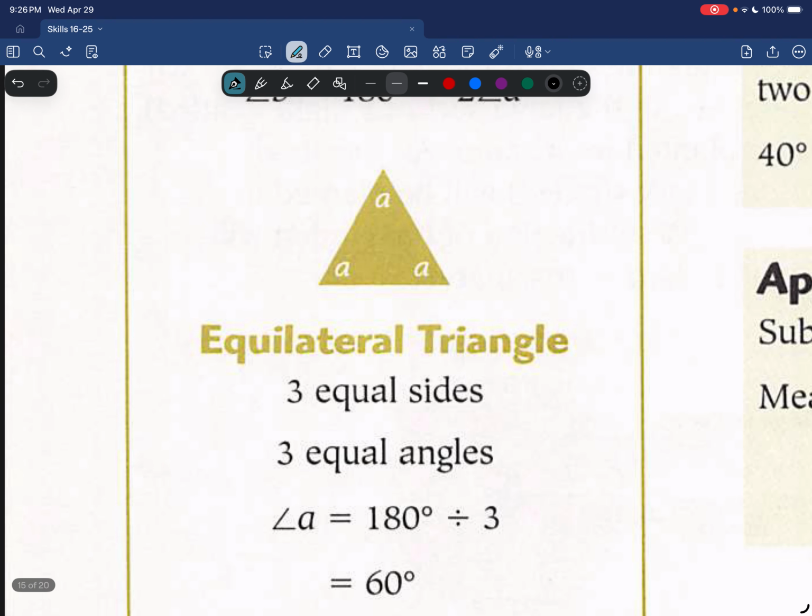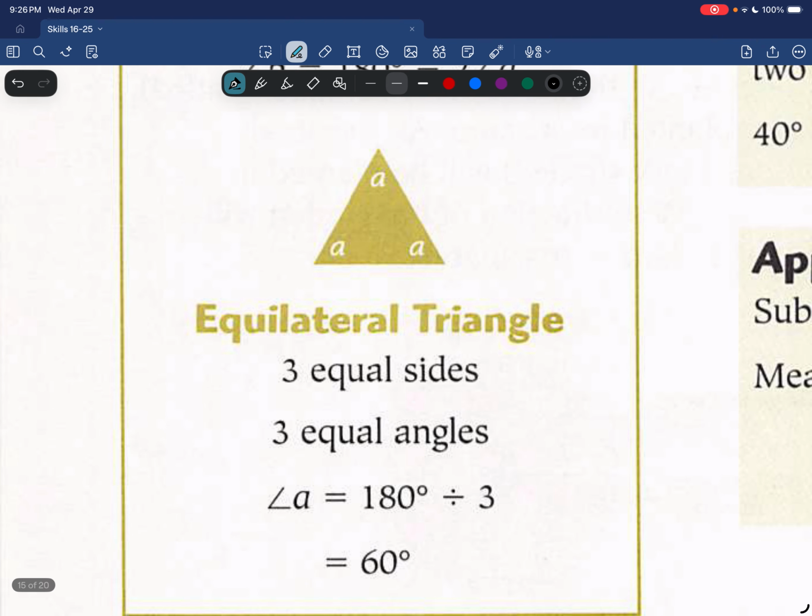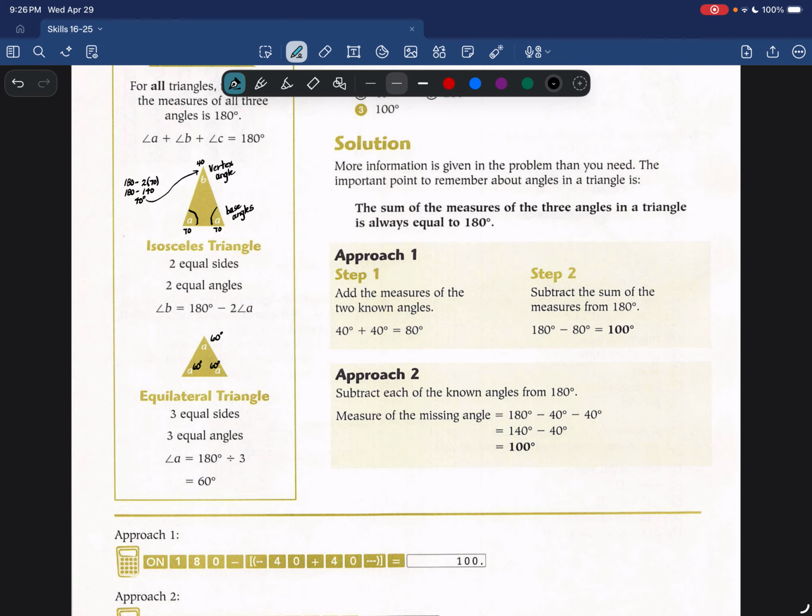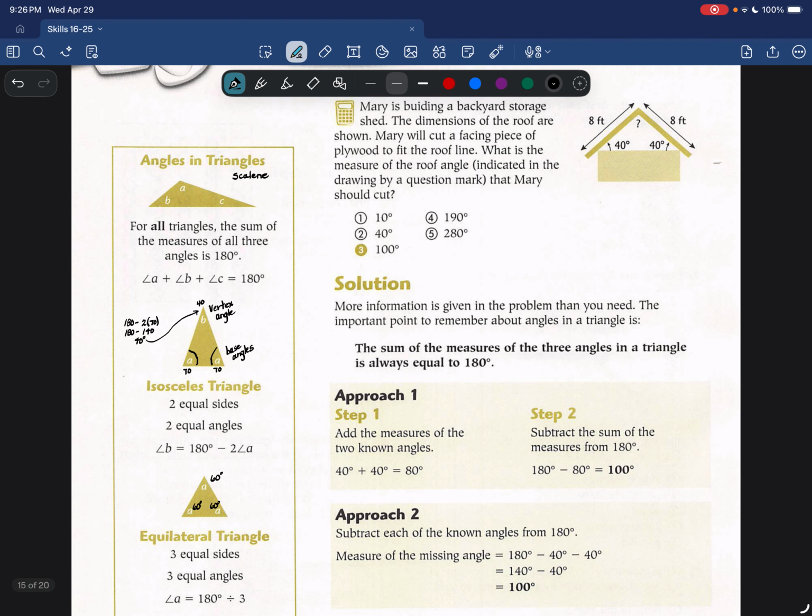Then the third type of triangle is called an equilateral triangle. And you notice that this one has an A in each angle. That means that all of the angles are the same. And if the whole triangle is 180, then that means each of these angles would be 60 degrees, because that is how we would get 180 with three of them. So knowing those different types of triangles can be very helpful to you.